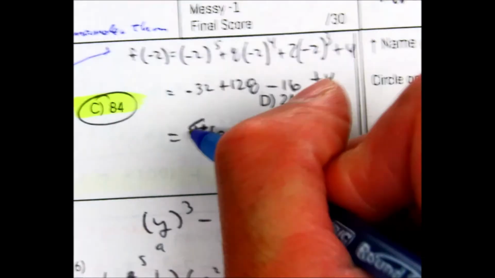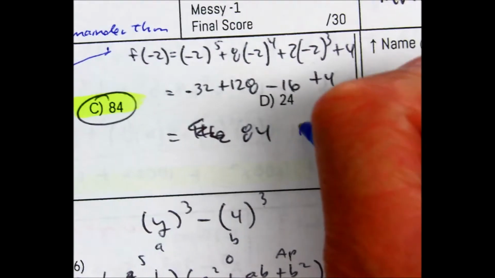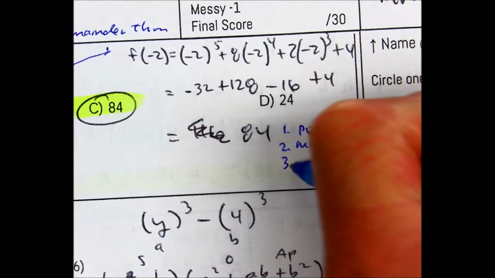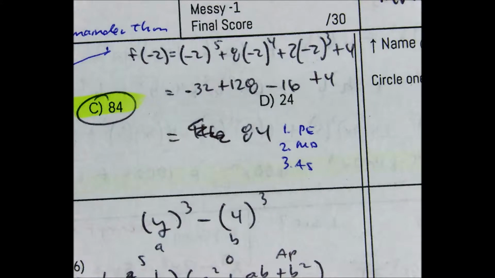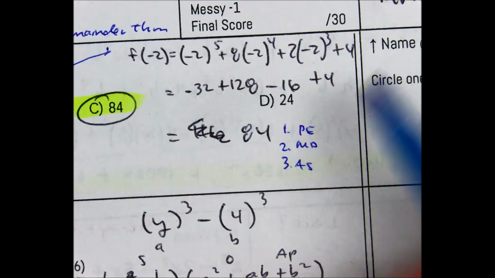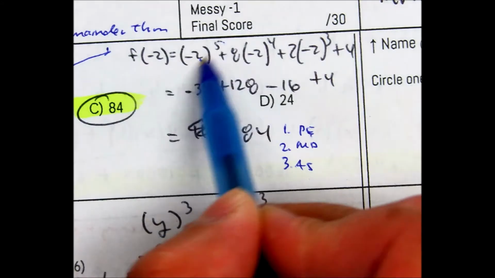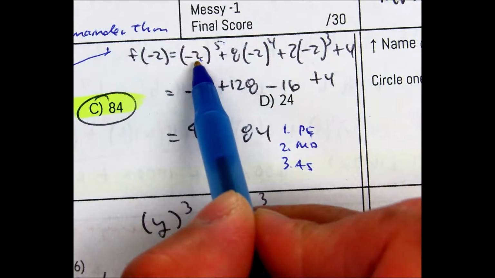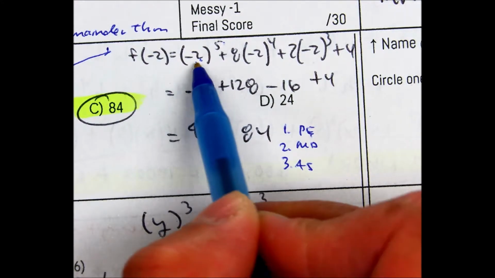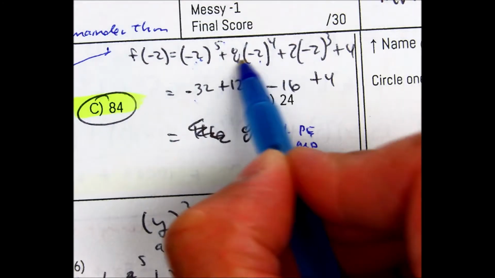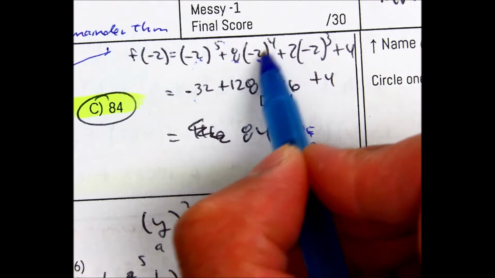and don't forget to write down PEMDAS, because as you're simplifying, you want to go about doing it in the correct order. So negative 2 to the 5th power, I'm doing exponents first. That means negative 2 times negative 2 times negative 2 times negative 2 times negative 2 gives you negative 32. Here again, you're not going to multiply. You're going to do exponents first.